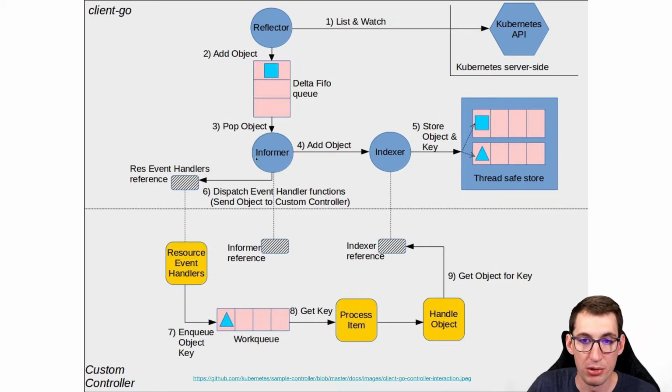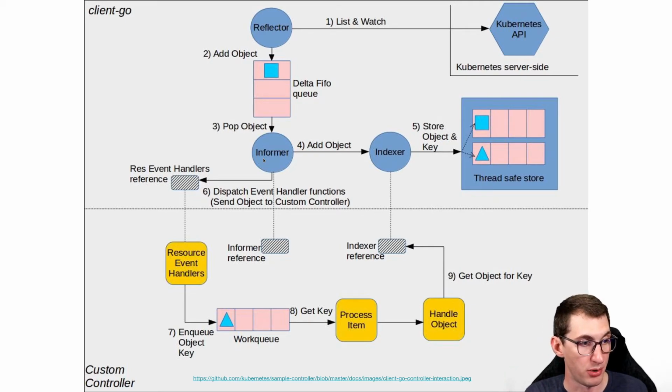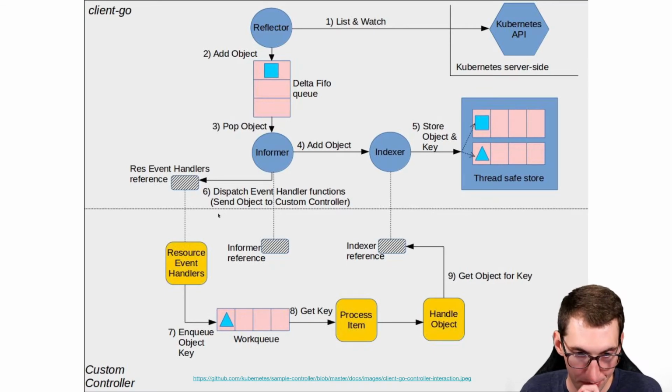And then when it comes to the informer, we can register callback functions to it, which is really nice. We'll take a look at that in a second, but we can register an add func, an update func, and a delete func. These are called when new objects are created, updated, and deleted. And it's inside of our Go code.